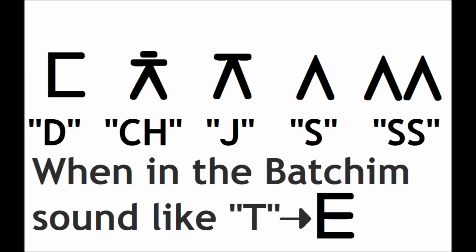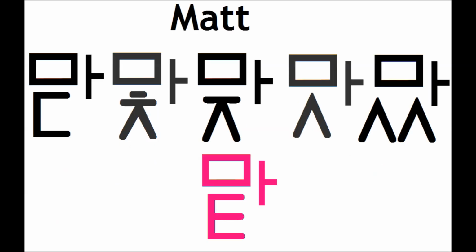And yes, this means that if you have a name that ends in T, it could be spelled 6 different ways. For example, the name Matt can be written with the D on the bottom, the CH, the J, the S, the double S, or of course the T. If you have a name like this, then you get to choose whichever way you like to spell it.